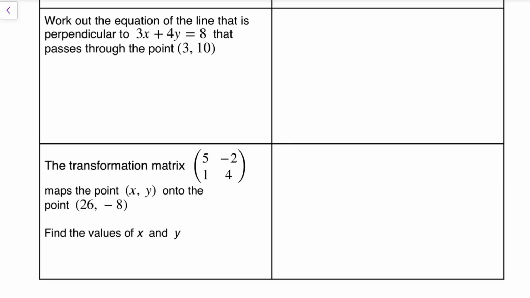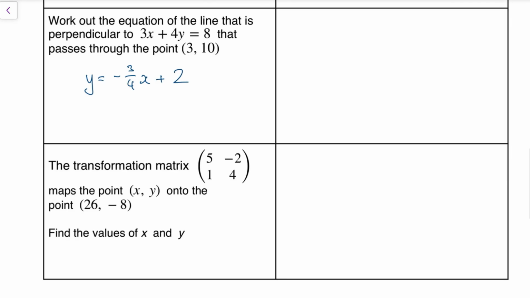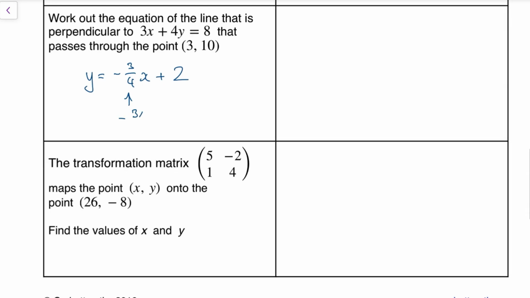Next question. Work out the equation of the line that is perpendicular to this line here and passes through this point here. We're going to start with a bit of rearranging. There's a couple of ways to do this question, but I'm going to do the slightly longer rearrange method. So y = -3/4 x + 8/4, which is 2. That means the gradient of this is -3/4, so the gradient of the perpendicular is the negative reciprocal, which is 4/3. So far, so good. Therefore y = 4/3 x + c.